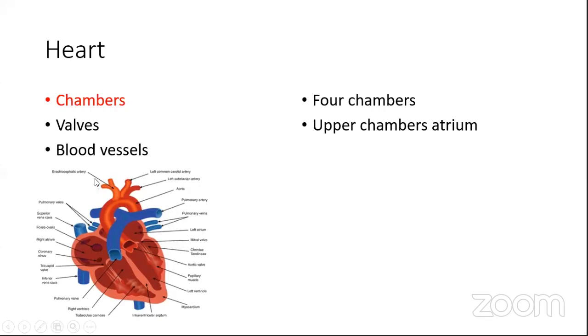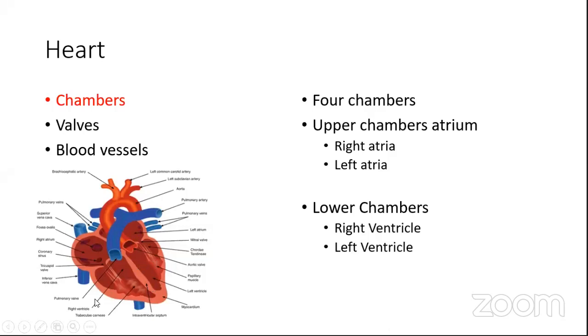Heart has four chambers. This is 1, 2, 3, 4, four chambers. The upper chambers are called atrium. Here, this is the right atrium. This is the left atrium. Right atria and left atria. The two lower chambers are called ventricles. This is the right ventricle and the left ventricle.